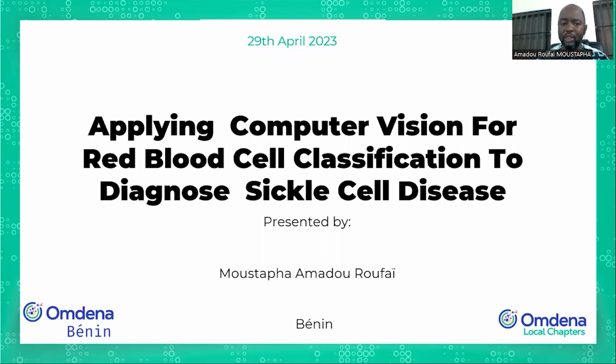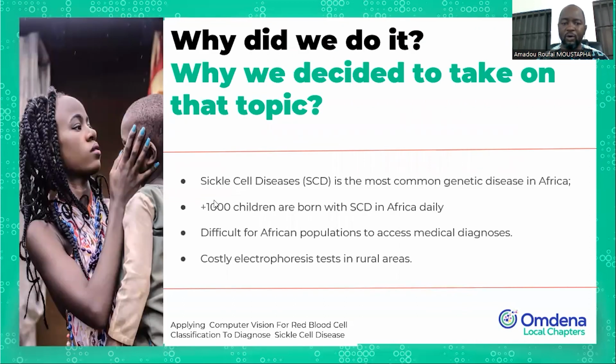Today I'm going to present our project on applying computer vision for red blood cell classification to diagnose sickle cell disease. We do this project because sickle cell disease is the most common genetic disease in Africa. It is a real health problem in Africa. Over 1,000 children are born with sickle cell disease in Africa daily. And it is very difficult for the African population to access medical diagnosis.